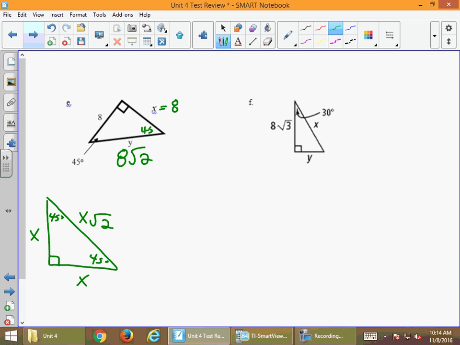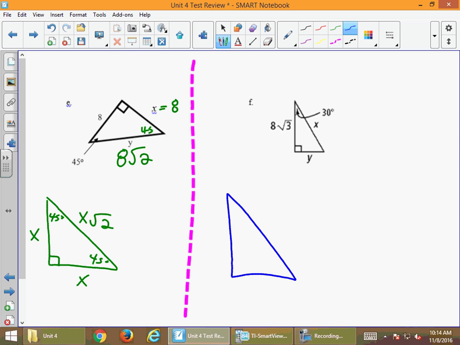All right, number F. Type of triangle. 30, 60, 90, great call. I'm going to draw that diagram. Why? Because I can. I was an artist. x, x radical 3, 2x. You're given that. There it is.